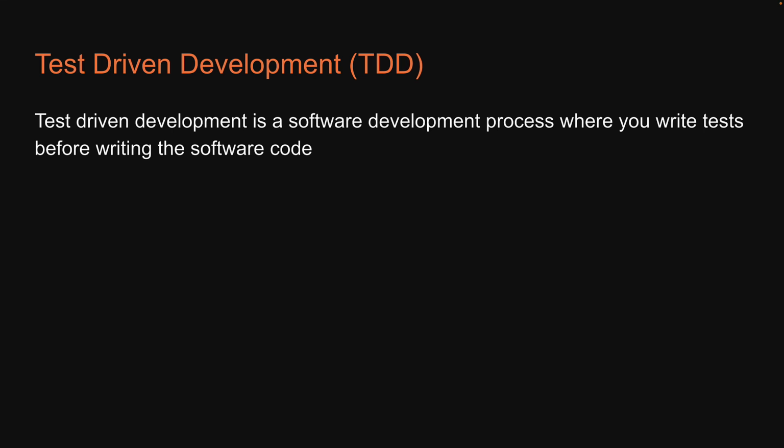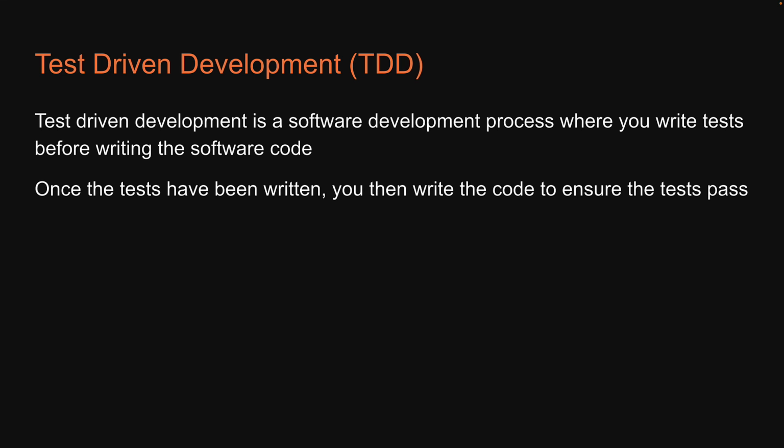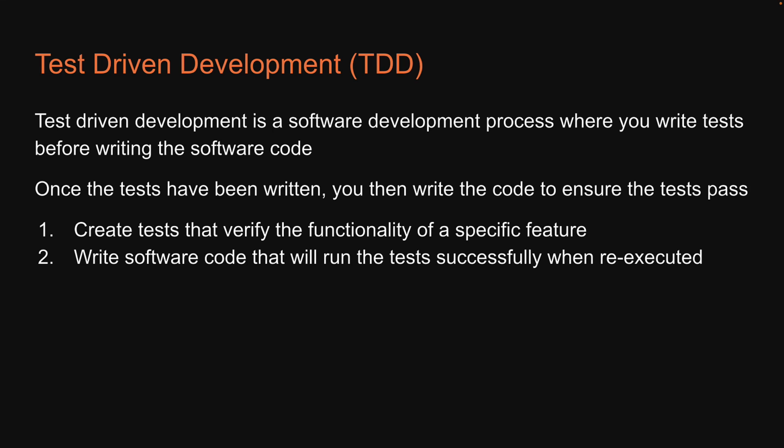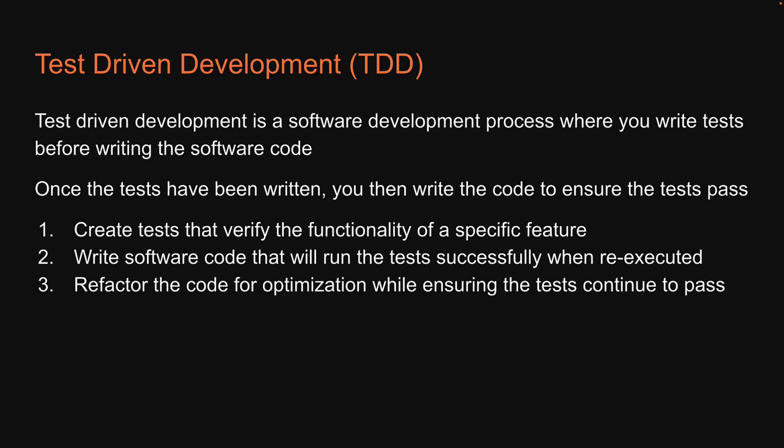Test-driven development, TDD for short, is a software development process where you write tests before writing the software code. Once the tests have been written, you then write the code to ensure the tests pass. This process involves three phases. Phase 1 is to create tests that verify the functionality of a specific feature. All tests are bound to fail at this point. Phase 2 is to write software code that will run tests successfully when re-executed. Phase 3 is to refactor the code for optimization while ensuring the tests continue to pass.